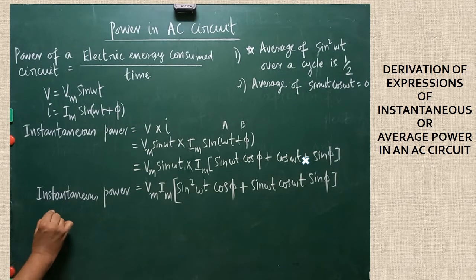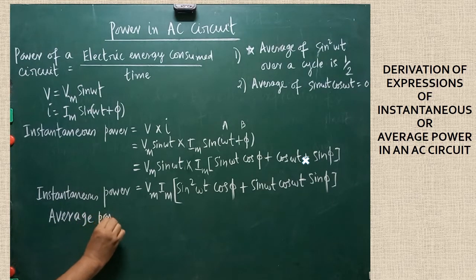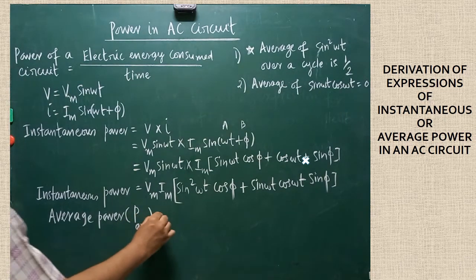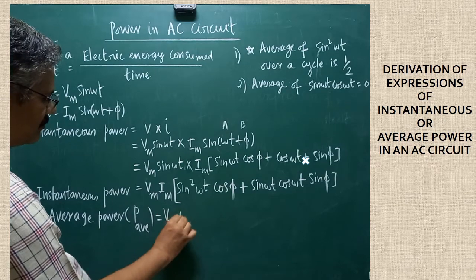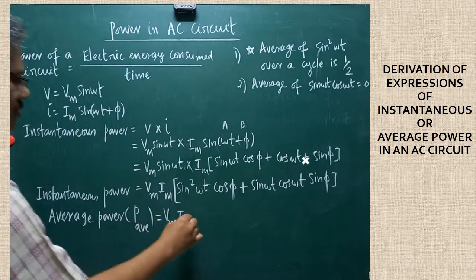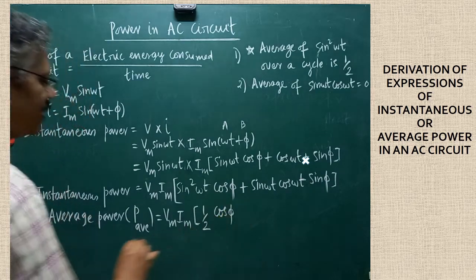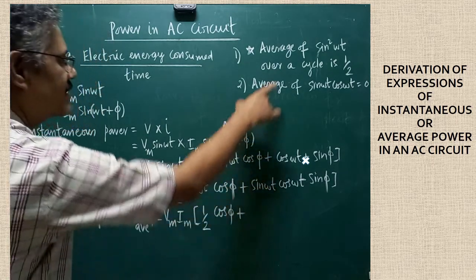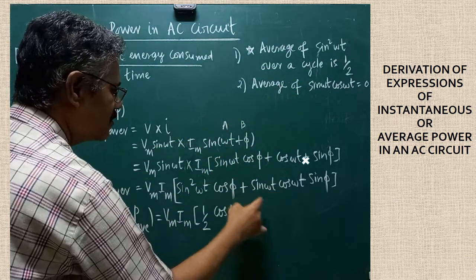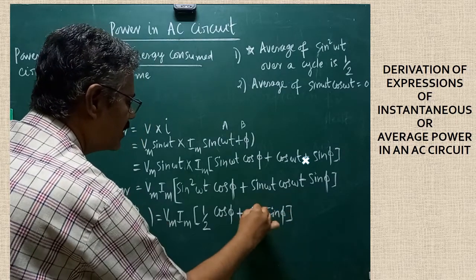Now I am going to write the average power, very important one. Average power, that can be simply written as P average. In the next step, we can write Vm Im. Instead of sin square omega t, which one could be substituted? Half can be substituted. What is the remaining factor? Cos pi is the remaining factor. Plus, as given in the assumption, the average value of sin omega t cos omega t is equal to 0. What is the remaining thing? Sin pi is there. So this part becomes 0.